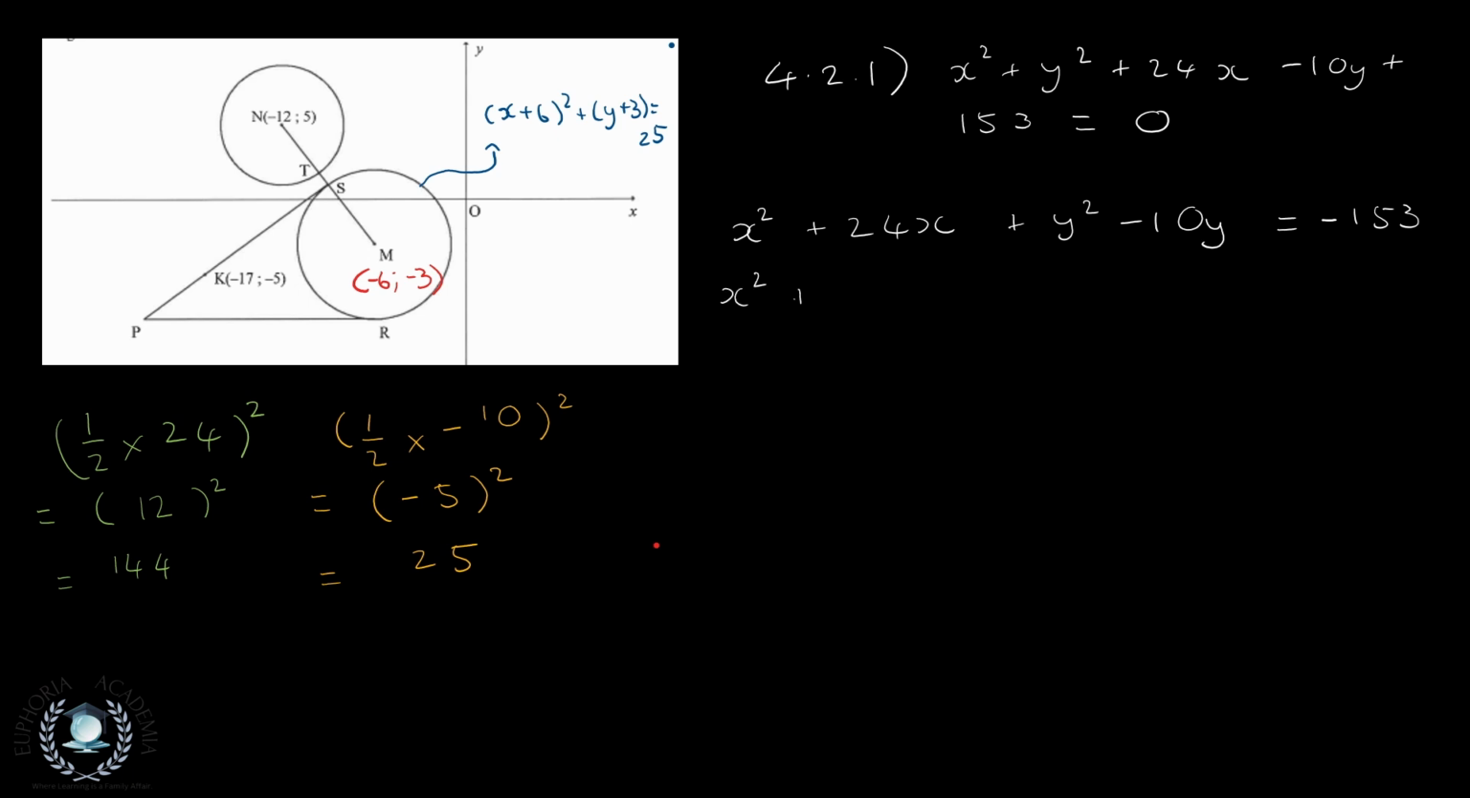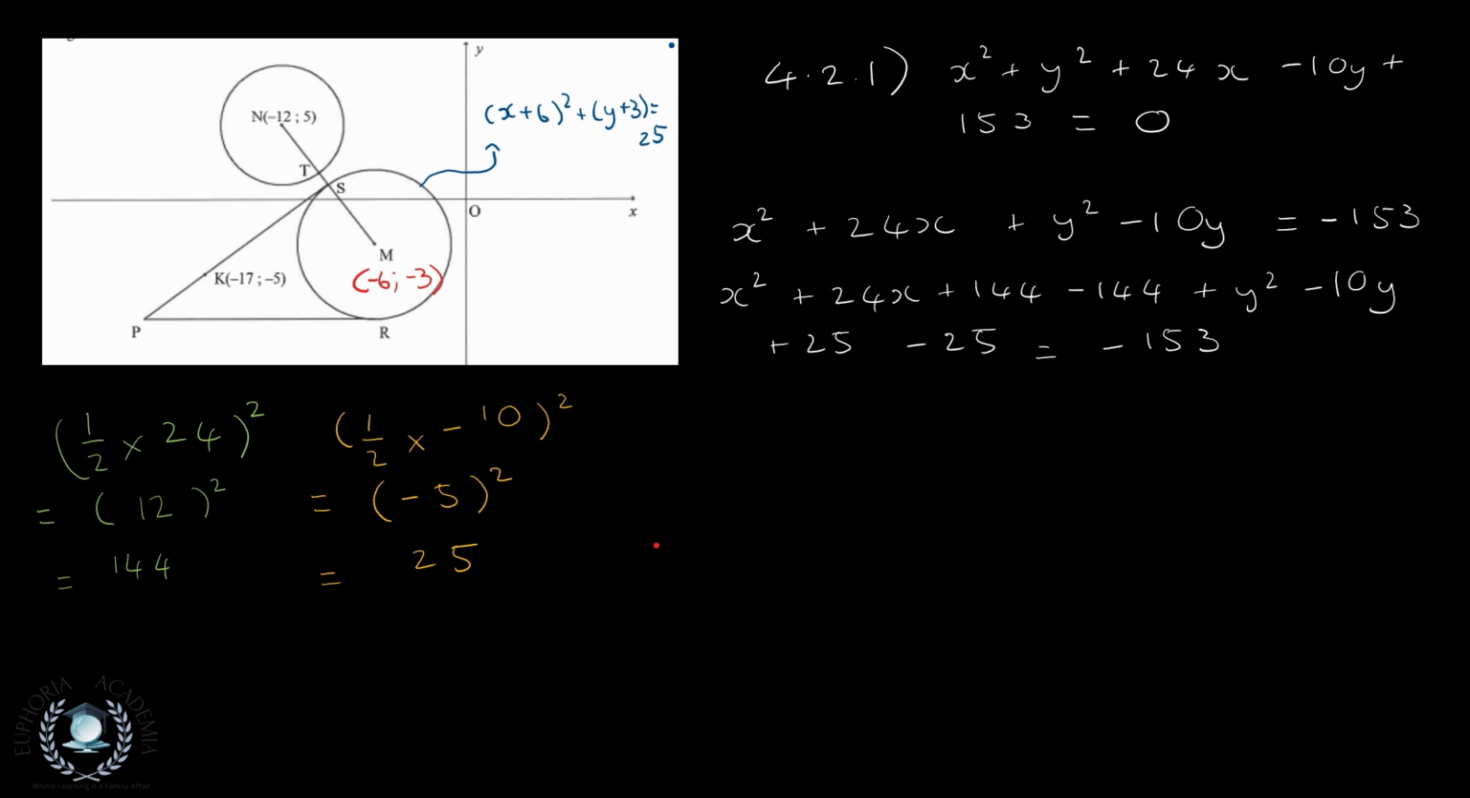Alright, so we have x squared plus 24x plus 144 minus 144, because we don't want to change our equation, and we have plus y squared minus 10y plus 25 minus 25, and that is equal to negative 153. The minus 144 and the minus 25 we're going to move to the right hand side, which means we're going to add, and then we're just going to factorize the left hand side.